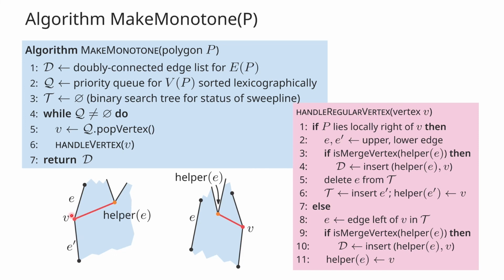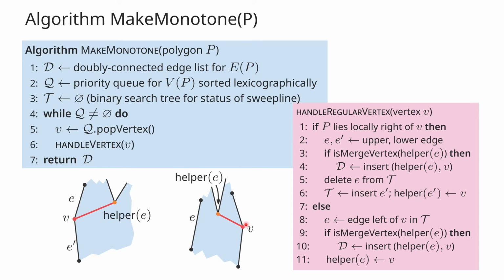Finally, to process the regular vertex V, we're going to consider two cases, where V is on the left boundary and when V is on the right boundary. If V lies on the left boundary of the polygon, then denote E to be the top edge and E prime to be the bottom edge incident to V. And check whether the helper of E is some merge vertex. If indeed that is the case, we connect it to V by inserting a diagonal. We then delete E from the status structure T, we insert E prime into the status structure T, and we set V to be the helper of E prime.